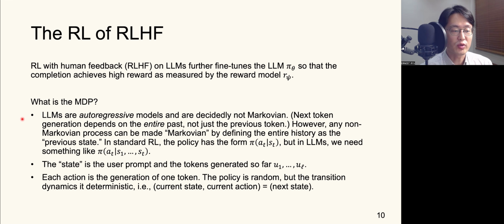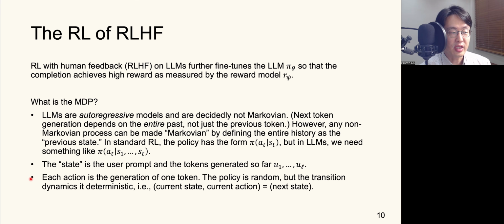In standard reinforcement learning, the policy is going to take the form pi(a|s), where the current action will depend only on the current state because you have the Markovian property. But in large language models, we're going to have a policy which selects an action depending on the entire past. Here we consider the entire past our previous state. With that trick, we view the language model generation as a Markov decision process. So again, the current state is the user prompt and the tokens generated so far. What is the action? Each action is the generation of one single token.